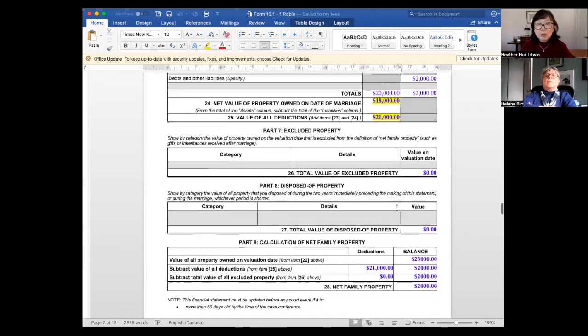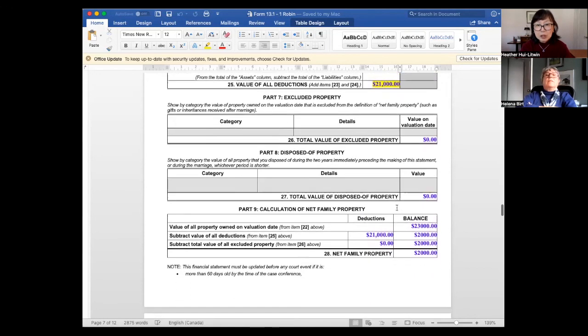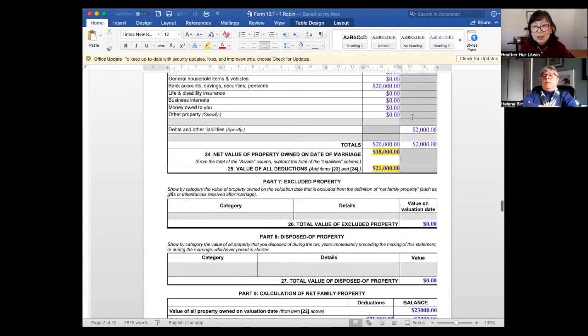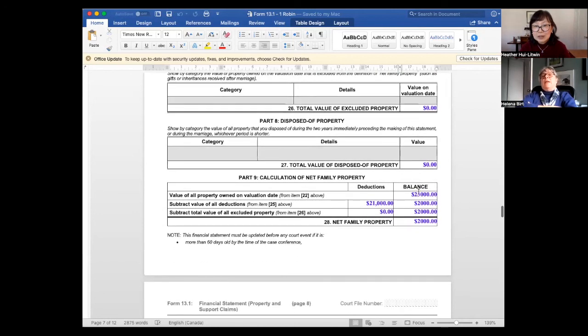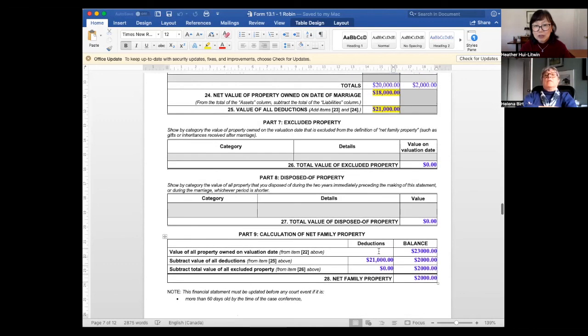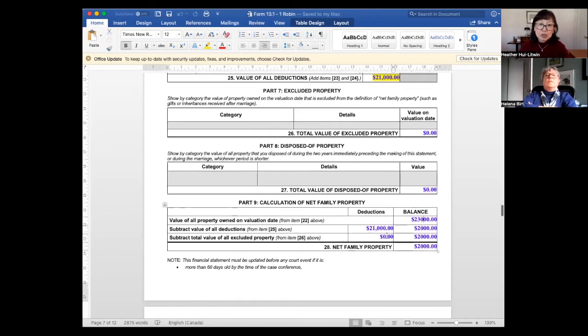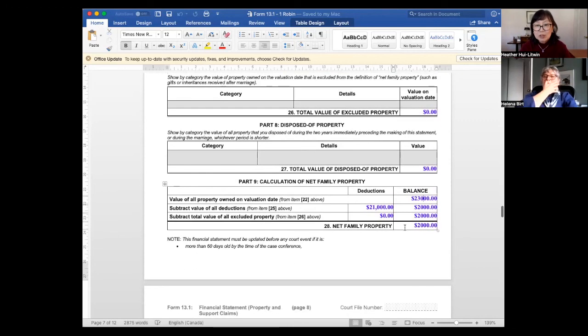And excluded property. Well, Robin doesn't have any excluded property. And we're almost finished for Robin. So part 9, that last box, is just a summary of all the calculations you did before. So it's the value from item 22, and then you subtract out all the deductions from item 25. And remember item 25 was 21,000. So 23 minus 21 will give you 2,000, and there is no excluded property in this instance, so it's still 2,000. So Robin's net family property is $2,000.